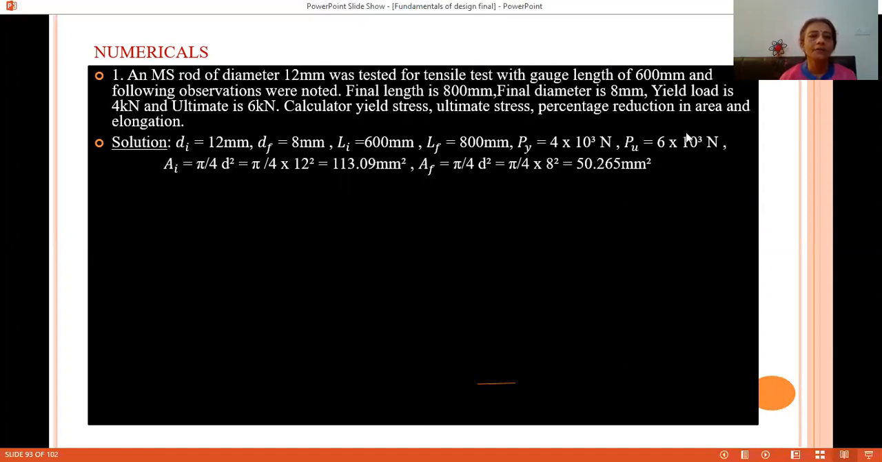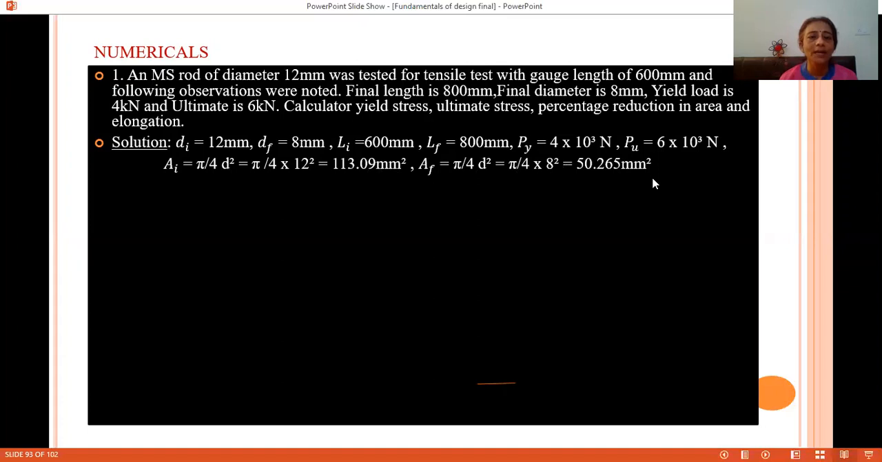We will first calculate initial area by using formula pi by 4 di square, which comes 113.09 mm square. Then we will also calculate final area by using formula pi by 4 df square, which is equal to pi by 4 into 8 square, which comes 50.265.